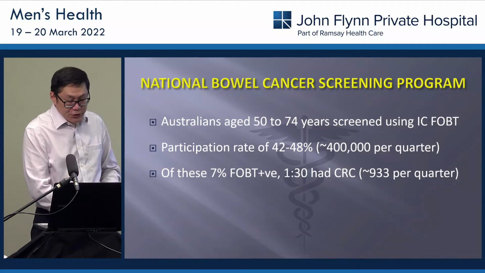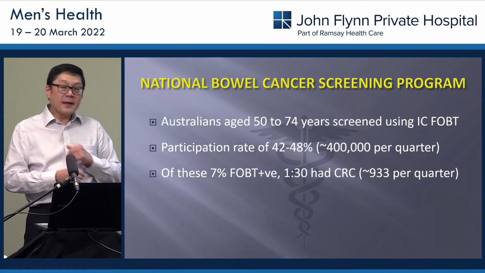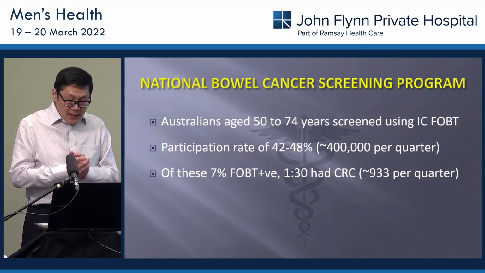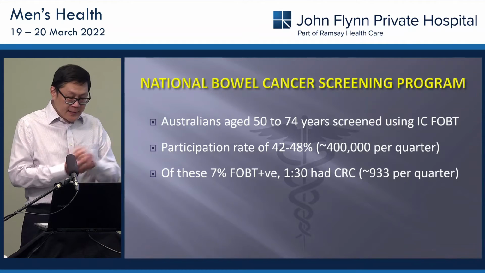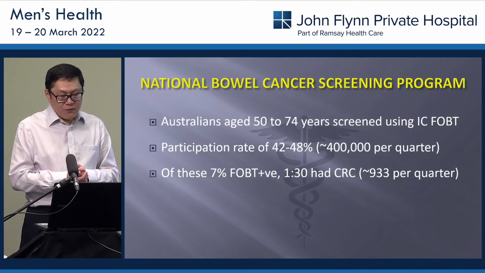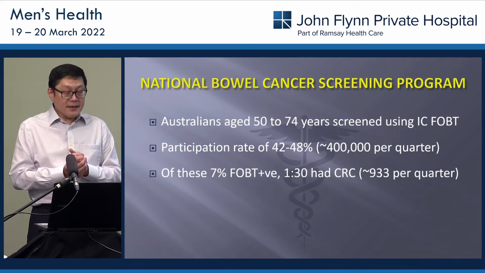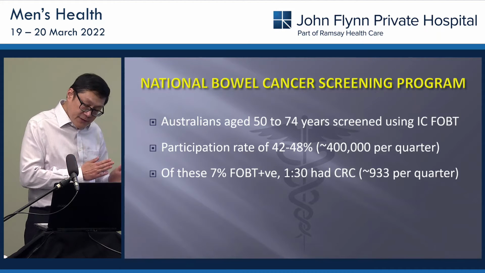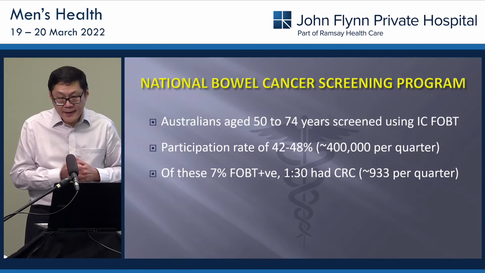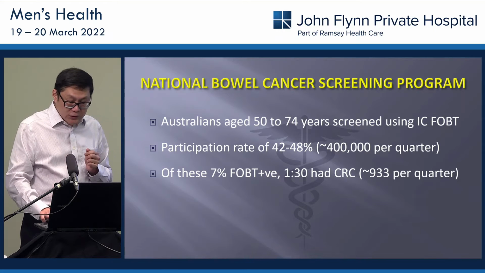With the National Bowel Cancer Screening Program, this has been in place for the last 7 years. Australians aged between 50 to 74 are invited to perform fecal occult blood tests at their local lab. The participation rate is usually about 40 to 48%. Out of these, about 7% will return positive, and out of that 7%, 1 in 30 are found to have colorectal cancer. And that roughly translates to about 900 every quarter.